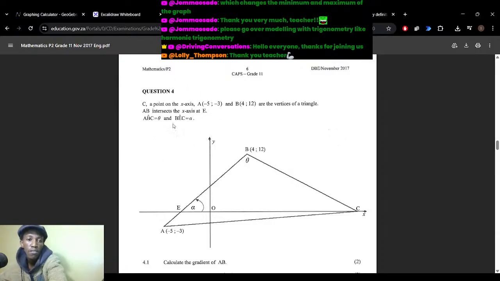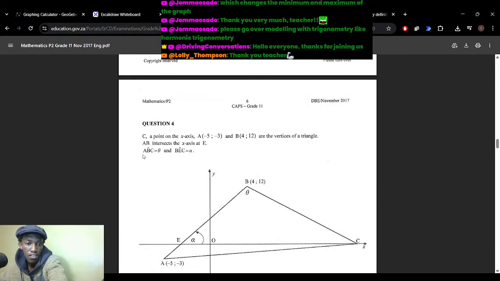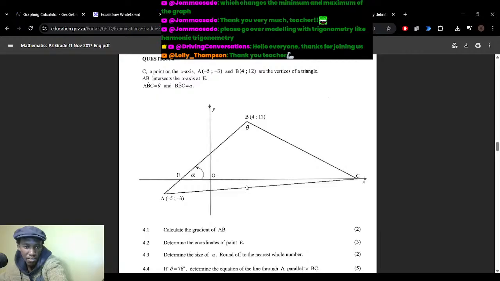Question 4 says, C, a point on the x-axis, A (-5; -3) and B (4; 12) are the vertices of a triangle. AB intersects the x-axis at E. ABC equals theta, BEC equals alpha. So let's calculate the gradient of AB.